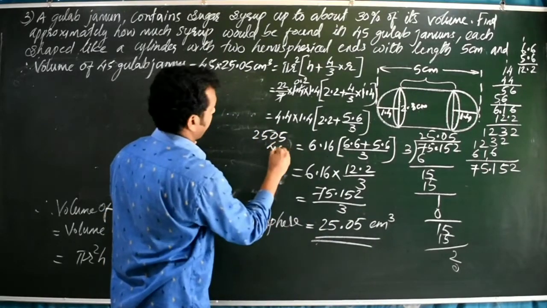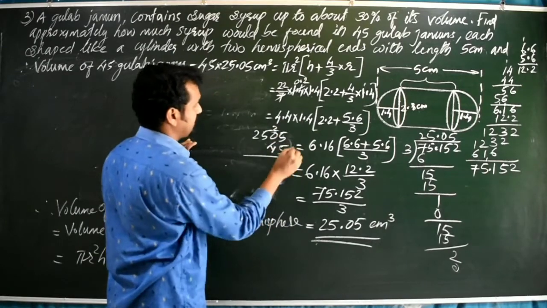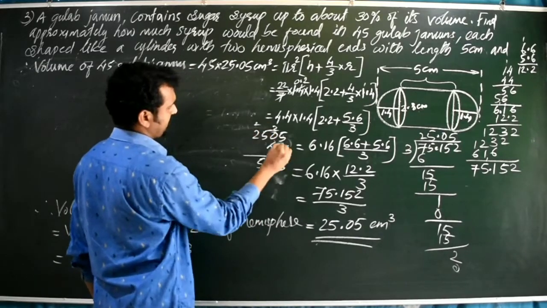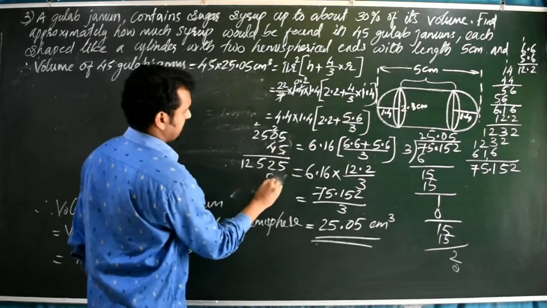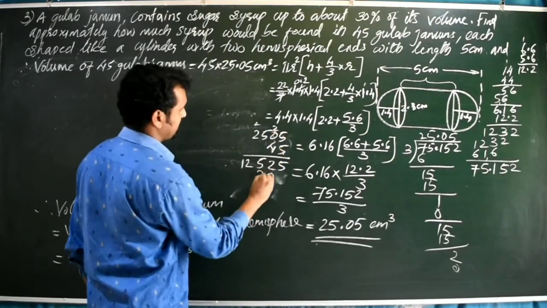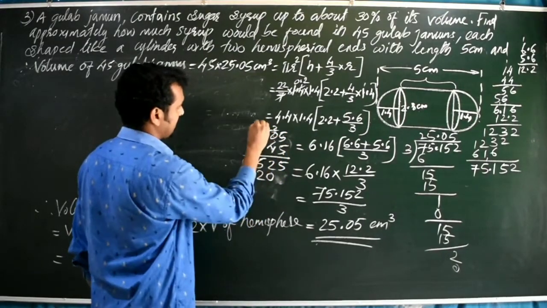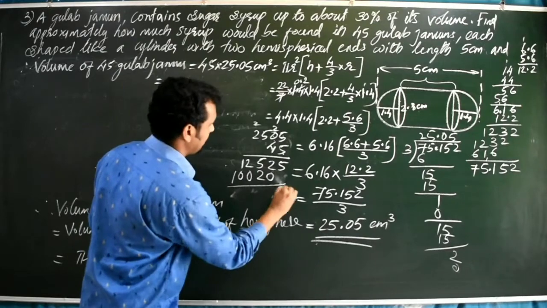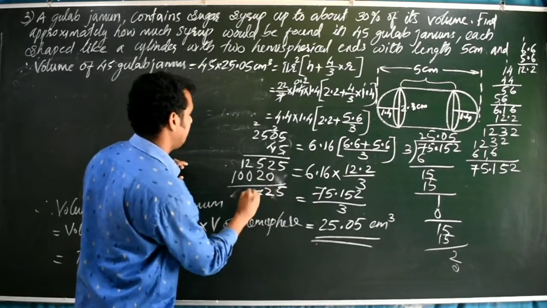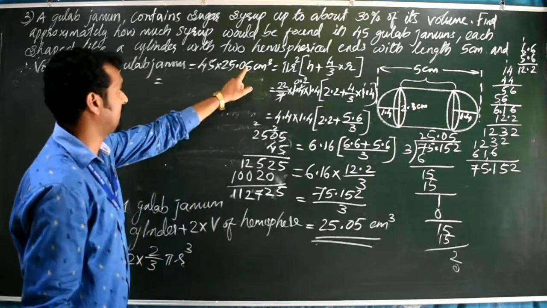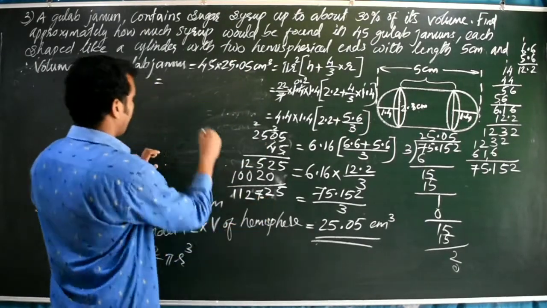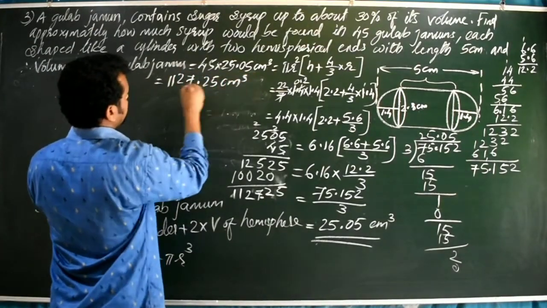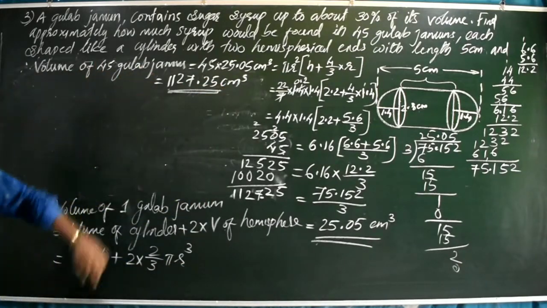25.05 into 45. 5 5s are 25, 5, remainder 2. 5 0s are 0, 0 plus 2, 2. 5 5s are 25, 5, remainder 2. 2 5s are 10 plus 2, 12. 4 5s are 20, 0, remainder 2. 4 0s are 0 plus 2, 2. 4 5s are 20, 0, remainder 2. 4 2s are 8 plus 2, 10. Then 5 2, 5 plus 2, 7, 2, 1, 1. How many decimal points are here? 2 decimal points. So it will come 1127.25 centimeter cube. That is the volume of 45 gulab jamuns.